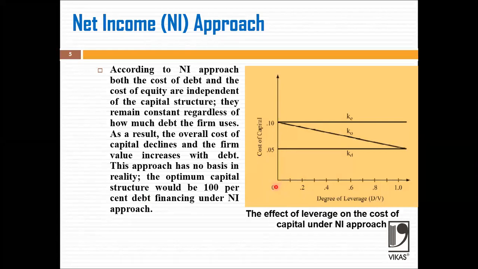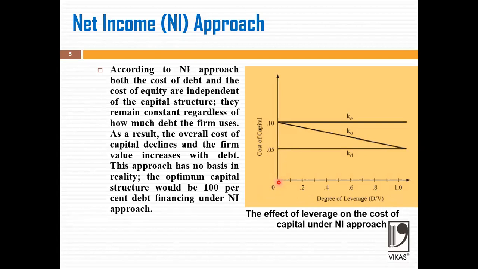At 0, the capital structure, it means 100% what? Equity or debt? The degree of leverage is equal to 0. So this point is 100% equity. Does it mean levered firm or unlevered firm? Unlevered firm. Good.